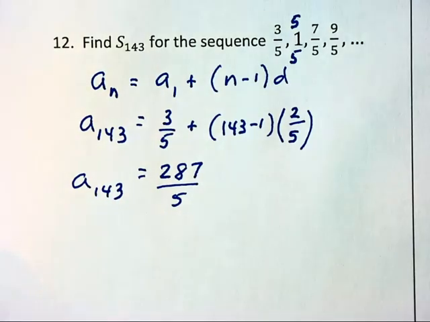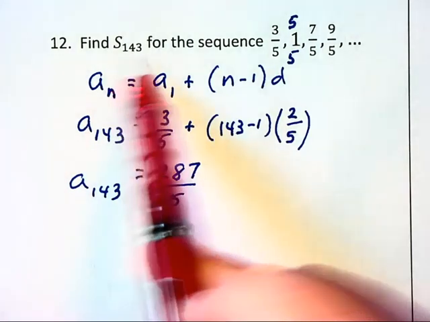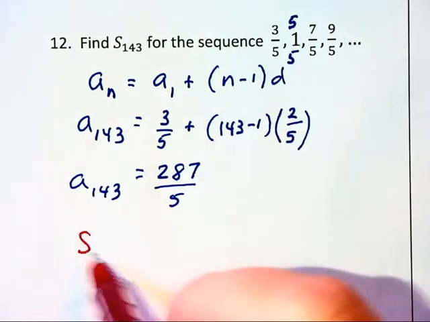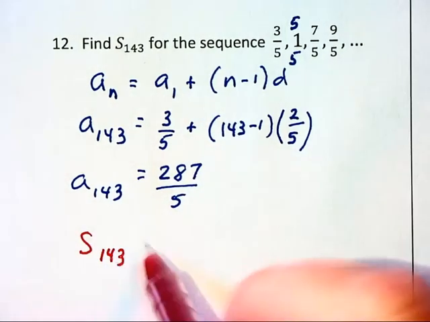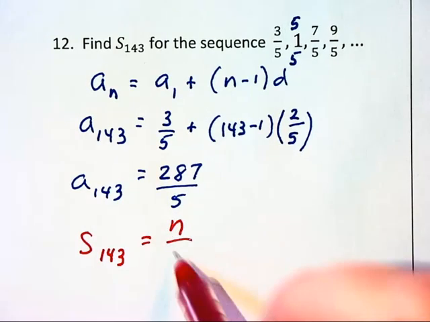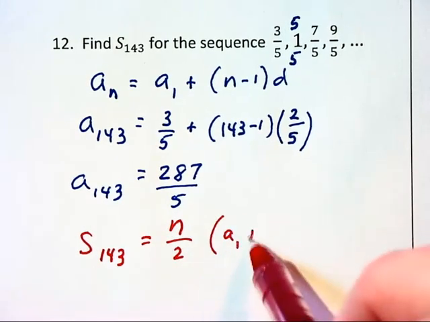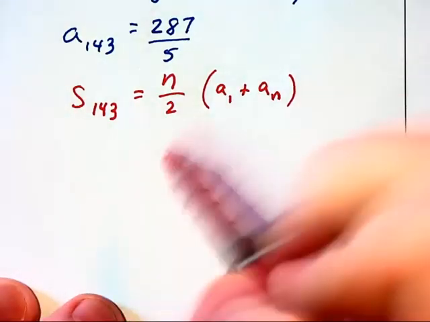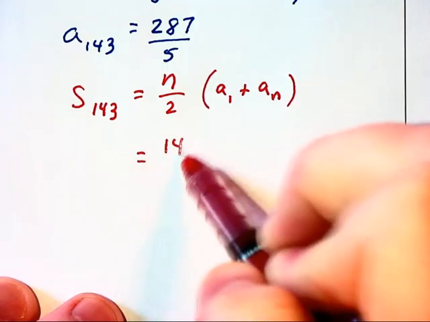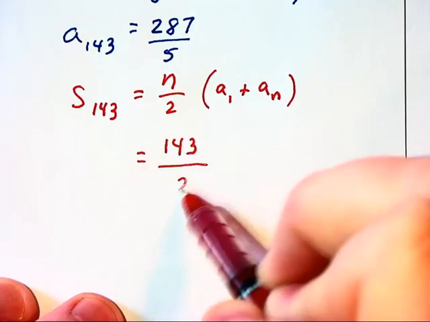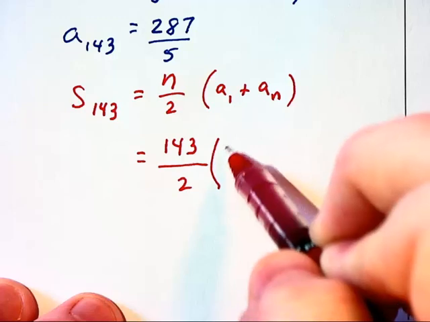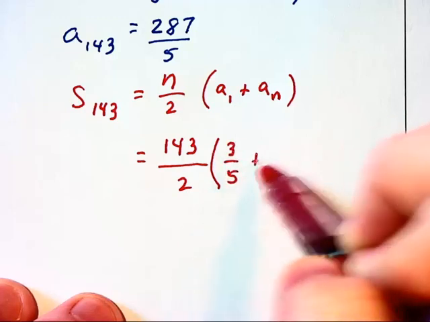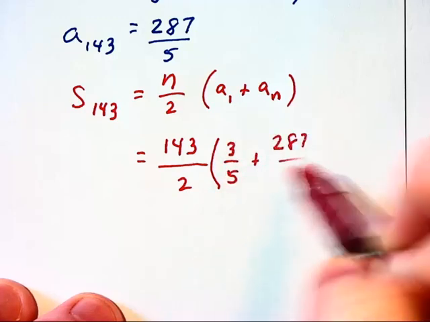Now we need to move into summation mode, and the sum of the first 143 terms can be found using the formula n over 2 times a sub 1 plus a sub n. So let's substitute in what we have. N is 143 over 2 times a sub 1, that's going to be 3/5, plus 287/5.